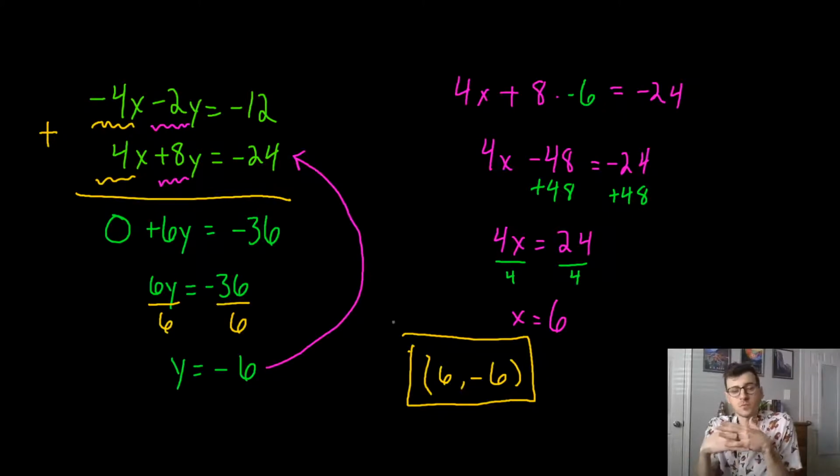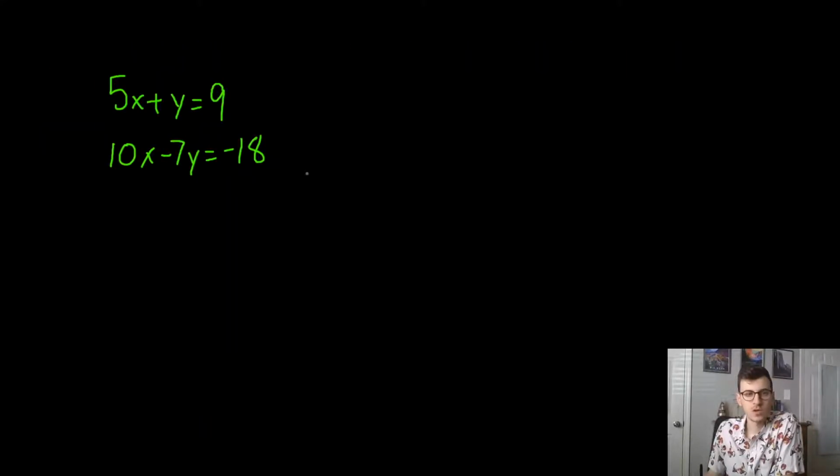Okay, and let it be known that sometimes you might subtract systems as well. This time we added, you could also subtract. Either works. We're subtracting or adding the same thing to both sides because 4x plus 8y is equal to negative 24. So it's just like when we add the same thing to both sides because these two sides of the equation are equal. All right, let's do one more example.